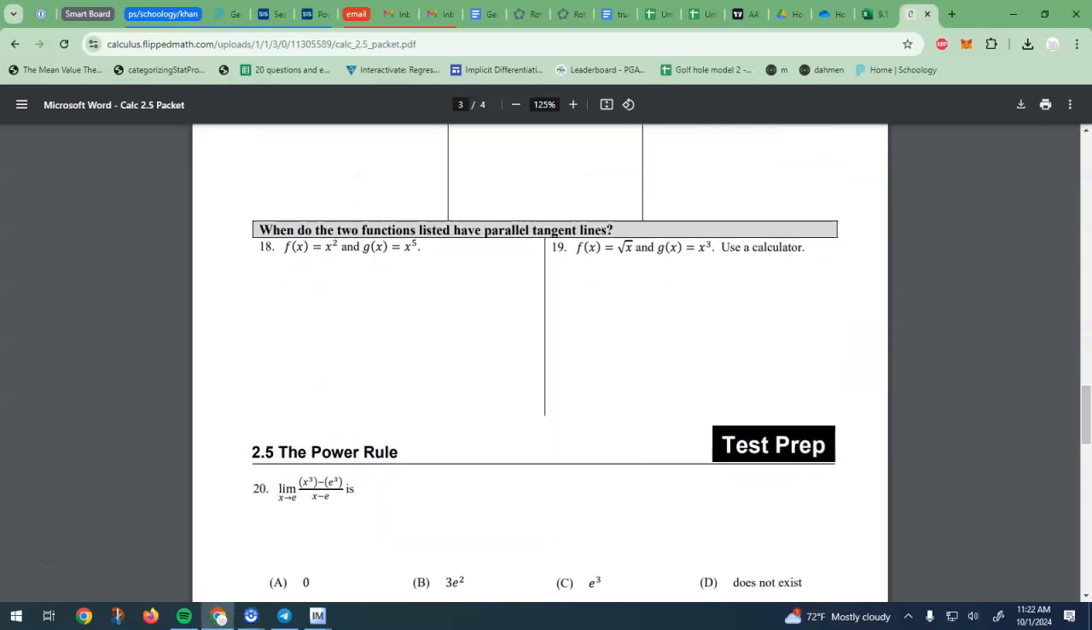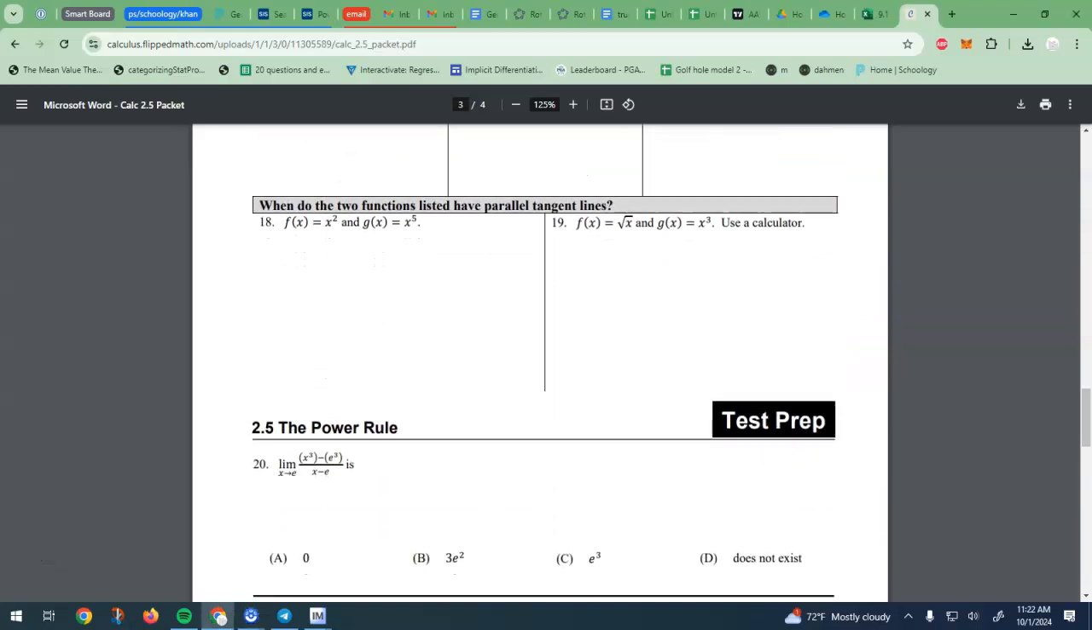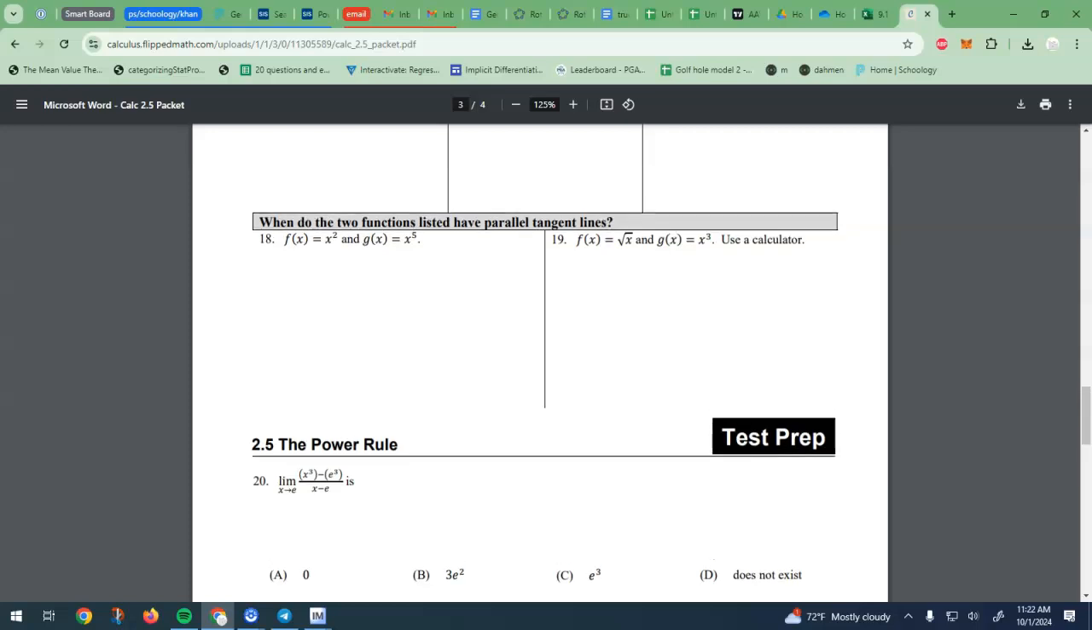That's not too bad by hand. When I said use the calculator, I thought it was going to be really bad by hand, but it's not that bad. So this is x to the 1/2, and then this is x to the third. So the derivative here would be 1/2 x to the negative 1/2. Derivative here is 3x squared.